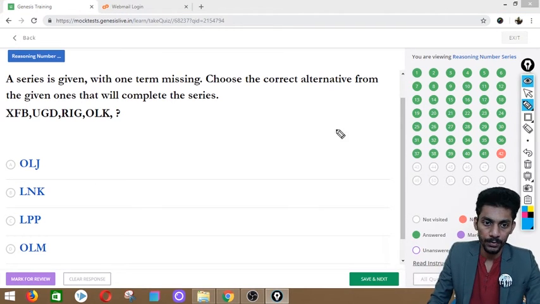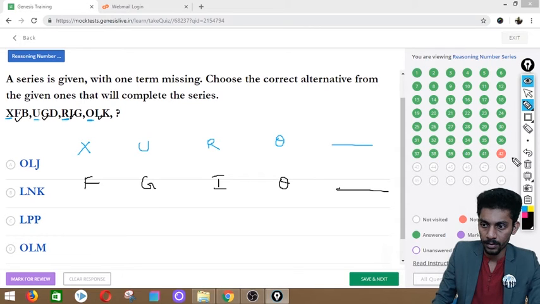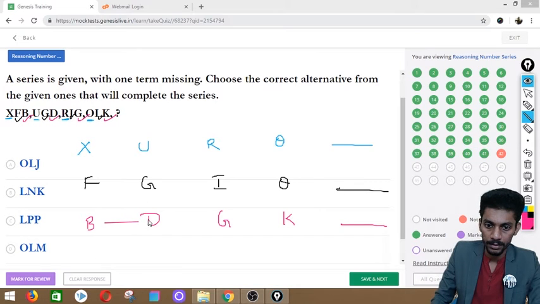Okay, let's solve question number 42. 42 is a series given with one term missing. Choose the correct alternative from the given ones that will complete the series. Okay, the series is something like this. So I'll write the first letters of everything: X, U, R and O. Next, I take F, G, I, O. Next one, I take B, D, G and K. Now, what is the relation between all these alphabets which I have written?